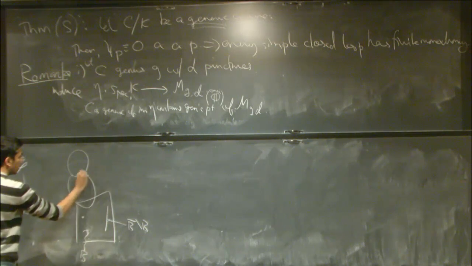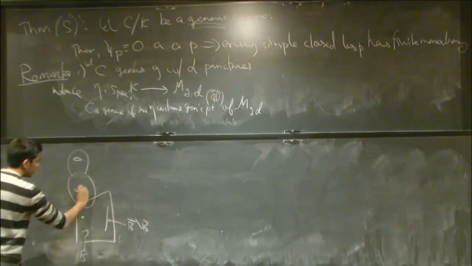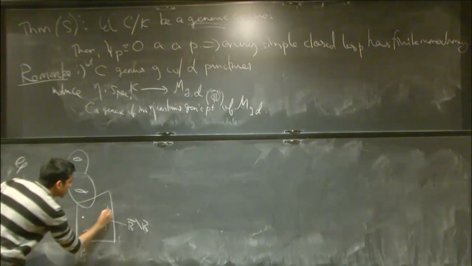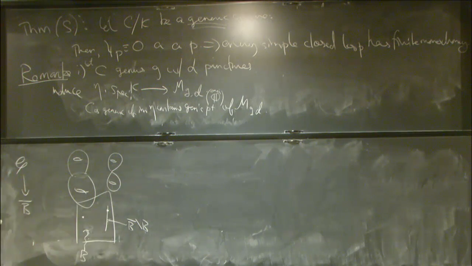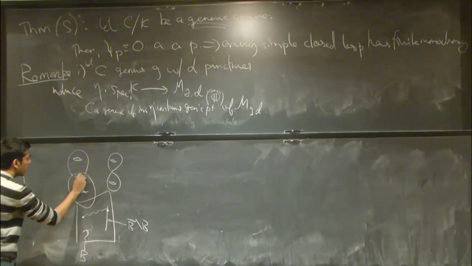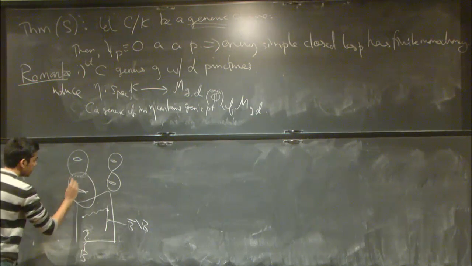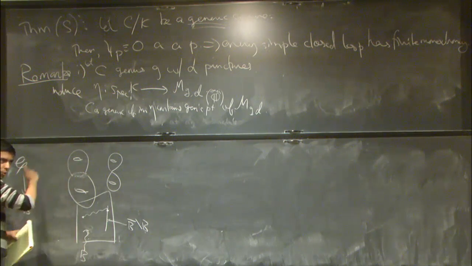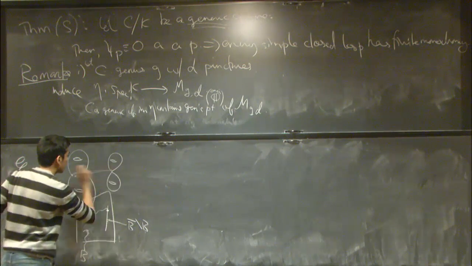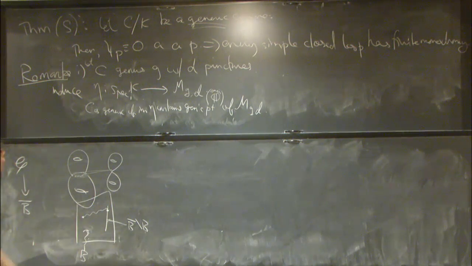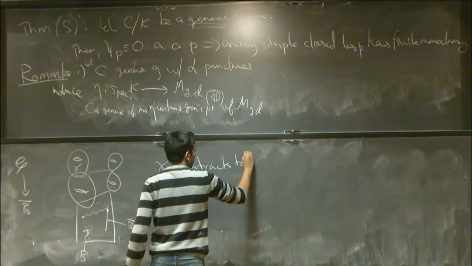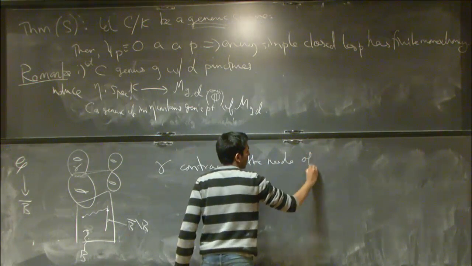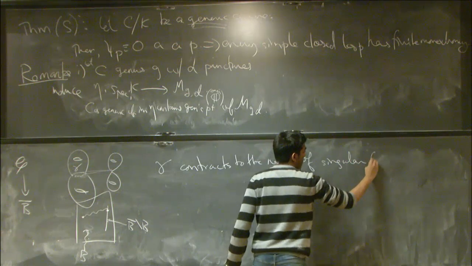Let's say the fiber over the smooth point is a curve like this. And let's say the fiber over the singular point is a nodal curve. And let's say that you get from the smooth curve to this nodal curve by contracting to a point, by pinching off to a node, this simple closed loop. So gamma contracts to the node of a singular fiber.